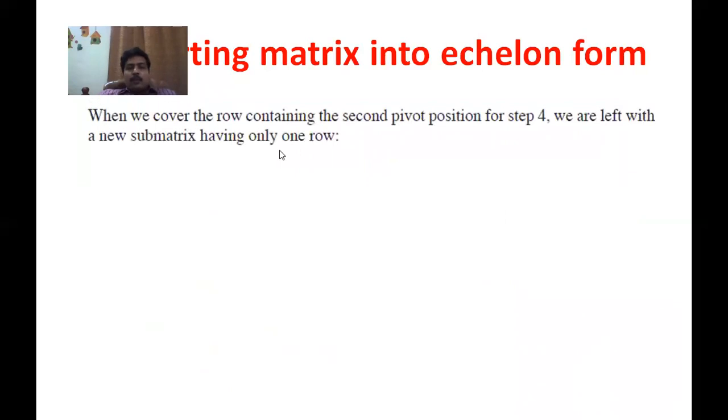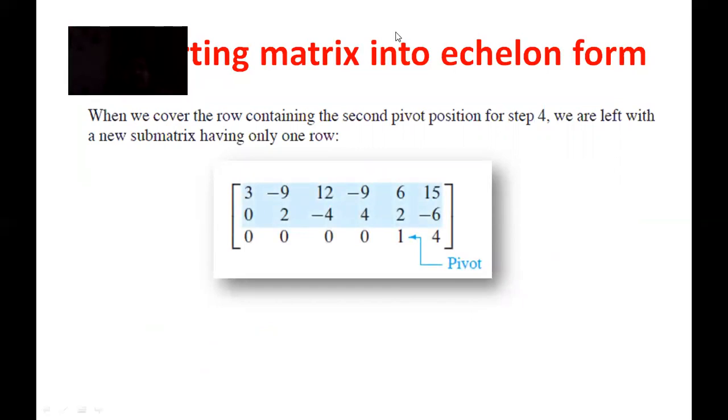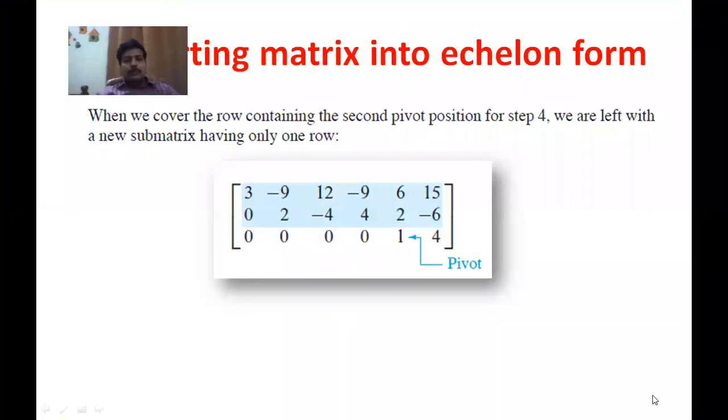So when we cover the row containing the second pivot position, step 4, we are left with a new submatrix having only one row. After completing the exercise, we can cover the rows containing the pivot positions. So these two rows are covered and only one row is left. So this is the pivot position.